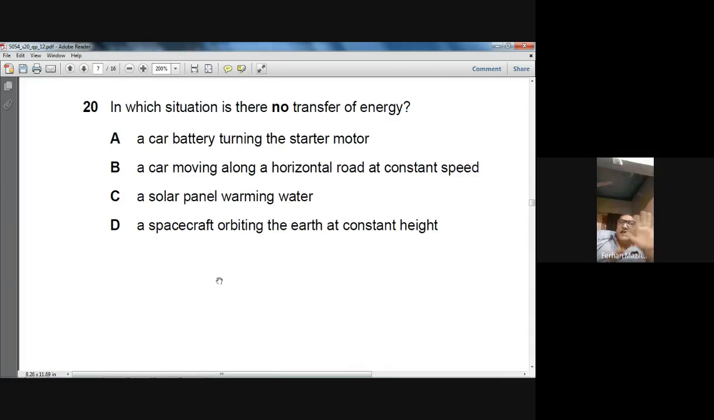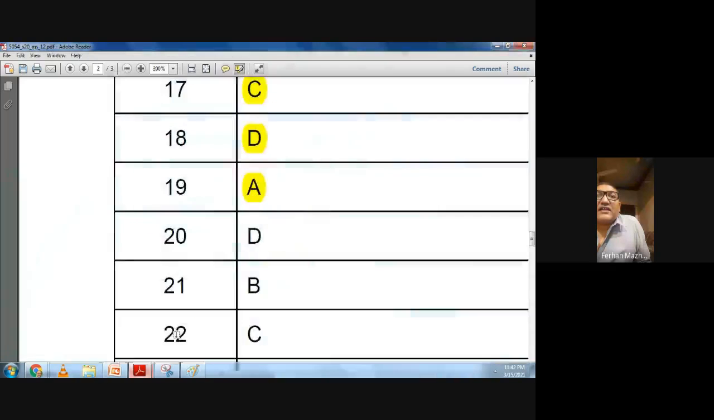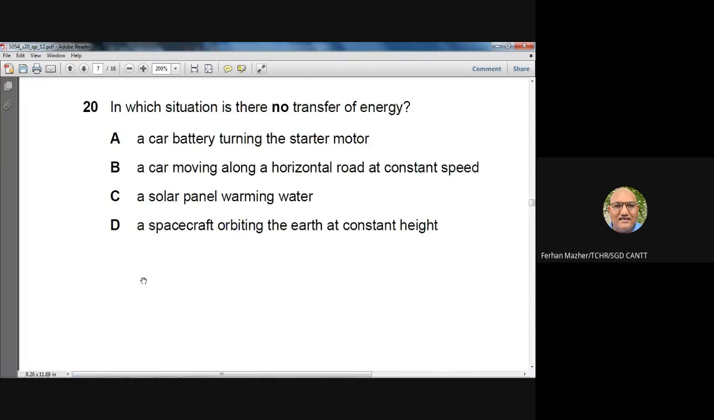D is the best candidate for that answer. You see, D is the best option. Why I'm saying D? Because the spacecraft orbiting the Earth at constant height, in space there will be no friction and no energy will be lost. And so I think D is the best option. Let me check. Question number 20, D is the best option. It's a little tricky question.